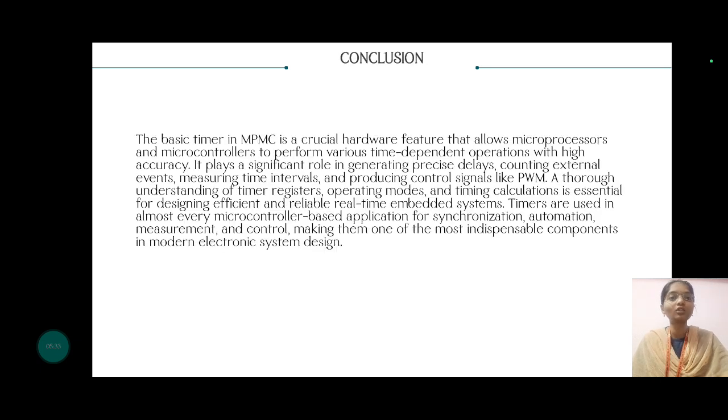And finally, the conclusion is the basic timer in MPMC is a crucial hardware feature that allows microprocessors and microcontrollers to perform various time dependent operations with high accuracy. Timers are used in almost every microcontroller based application for synchronization, optimization, measurement, making them one of the most indispensable components in modern electronic system design.